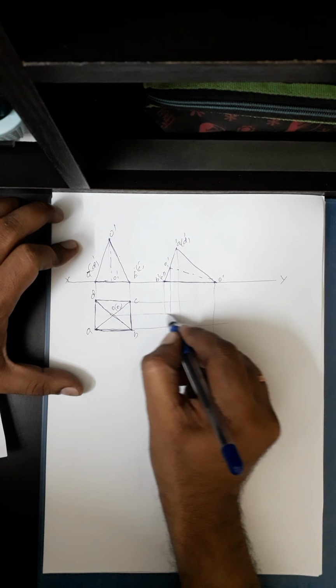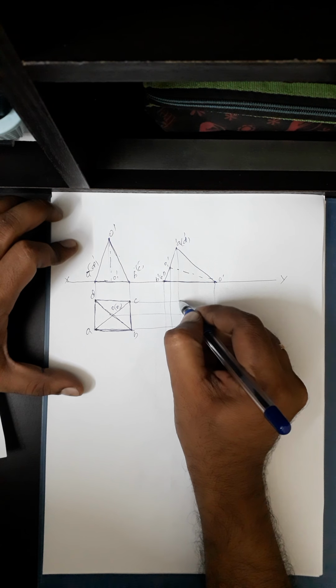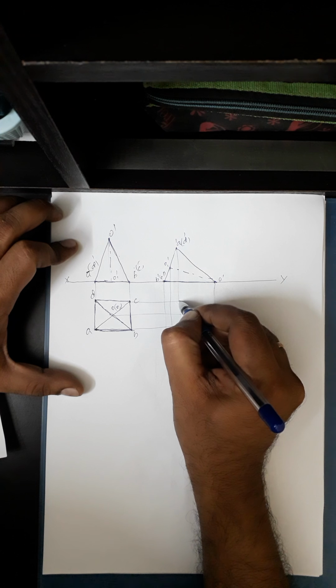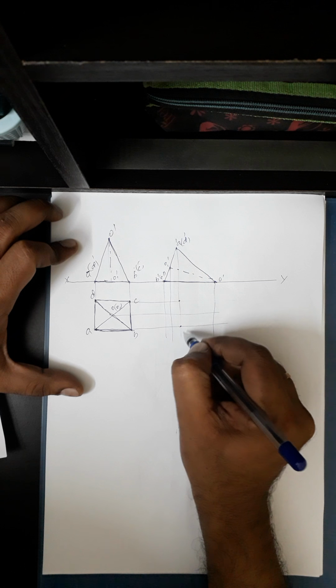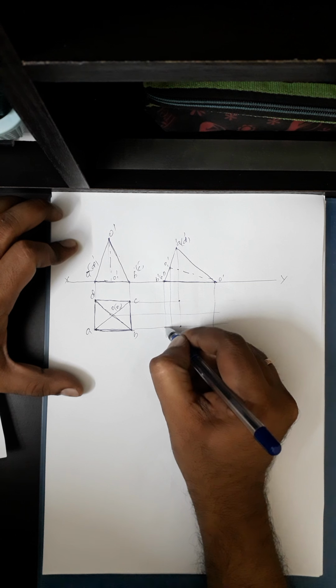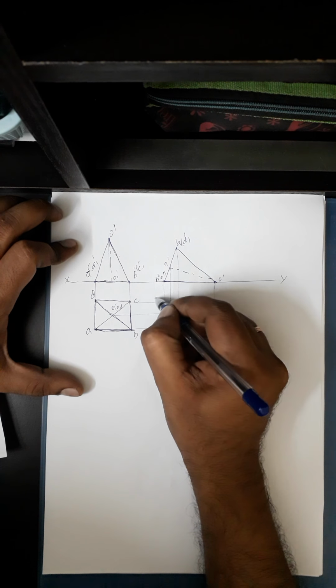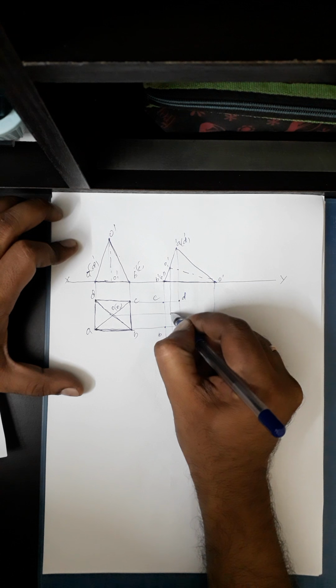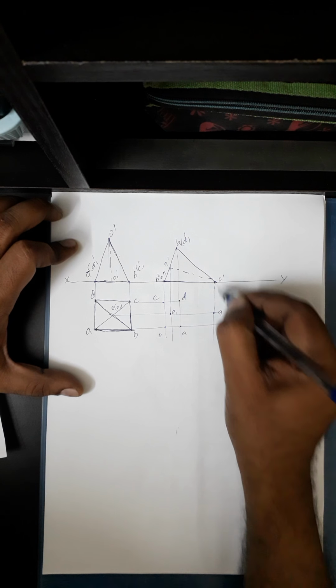So the axis, then this is okay, sorry, this is A, this is B, this is C, and this is D, this is O1, you go through that.